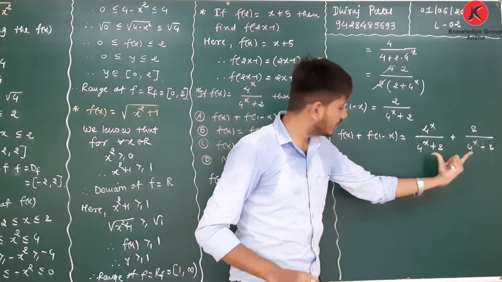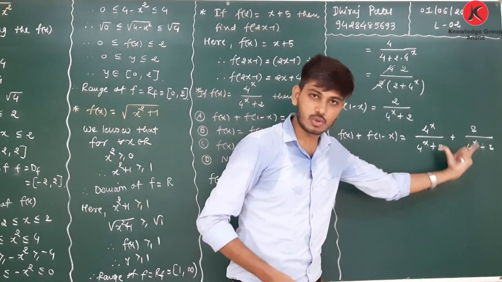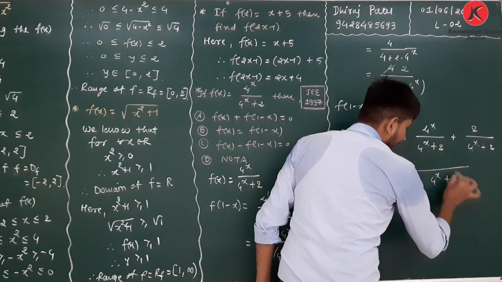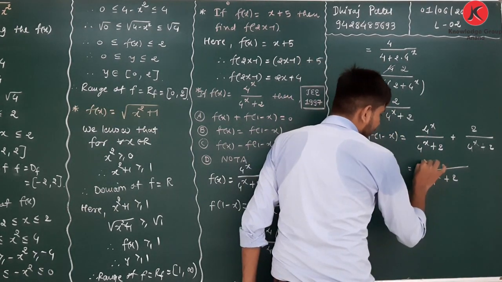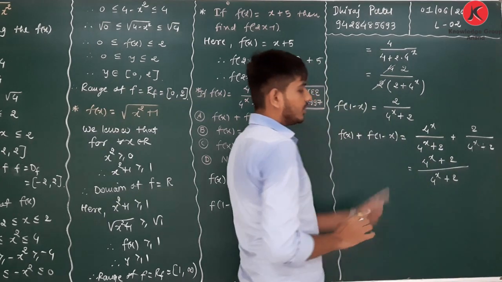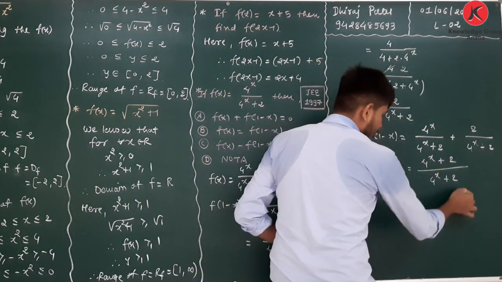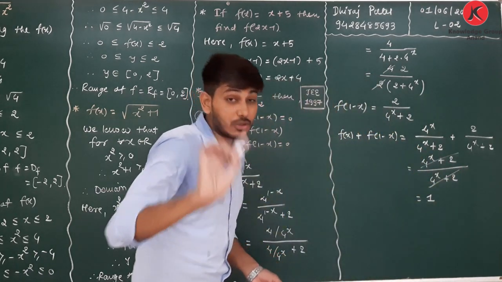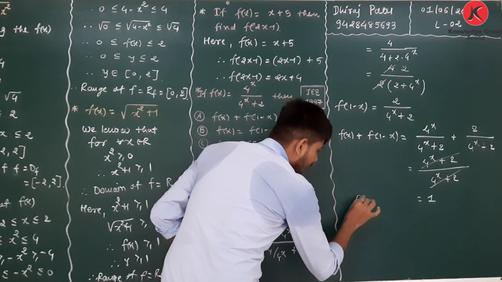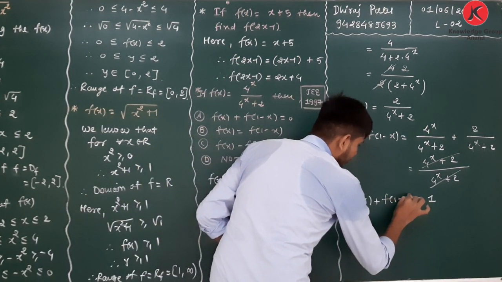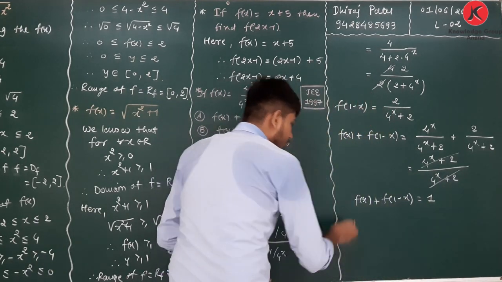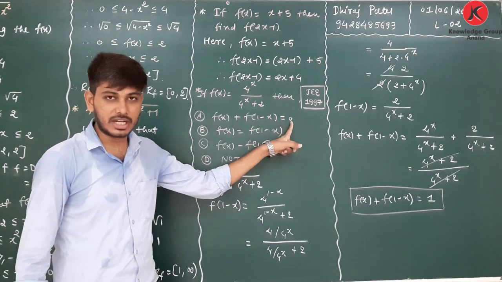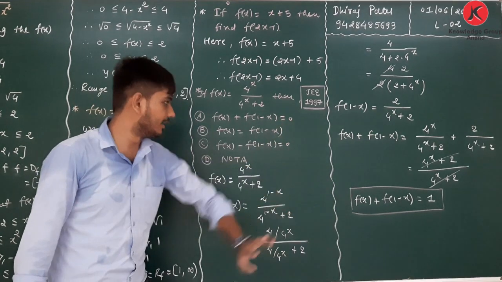Now the LCM of both terms: the denominators are equal terms, so no multiplication is needed. Taking the LCM, therefore I am getting 4 raised to x plus 2 as the denominator and directly add the numerators. 4 raised to x plus 2 over 4 raised to x plus 2 will cancel out, therefore our answer is 1. It doesn't become 0, it cancels to 1. So f of x plus f of 1 minus x equals 1 here. In your option, f of x plus f of 1 minus x equals 0 is given, but we got 1, so this is not right.